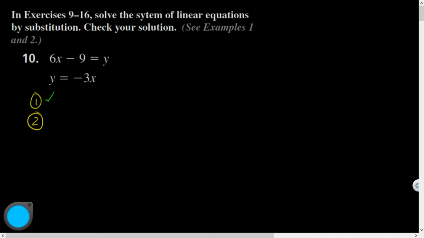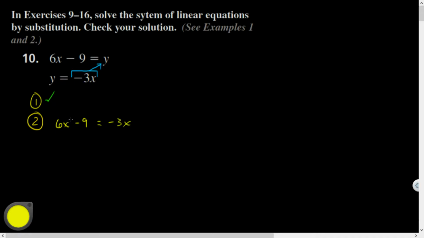Question, comment? All right, what did you do? Walk me through it. Oh, okay. So you're taking this, which is equal to y, and plugging it into the top equation's y. Cool. All right, so you got something like 6x minus 9 equals negative 3x.